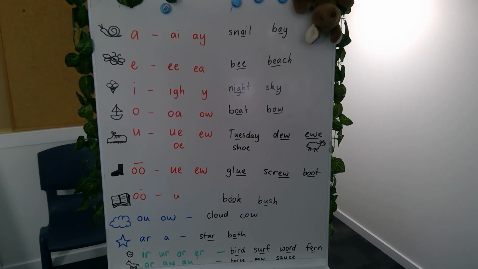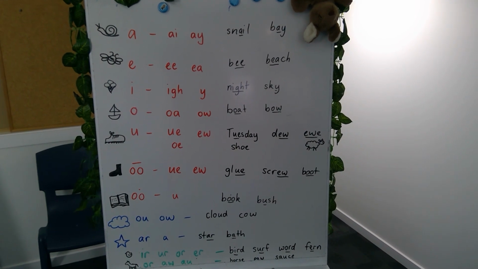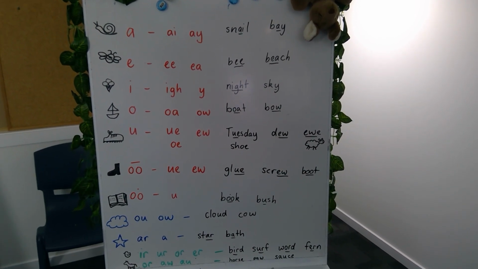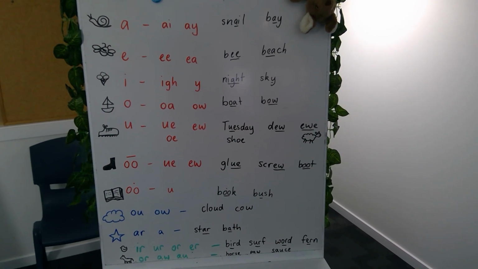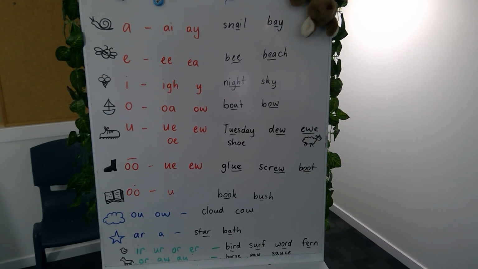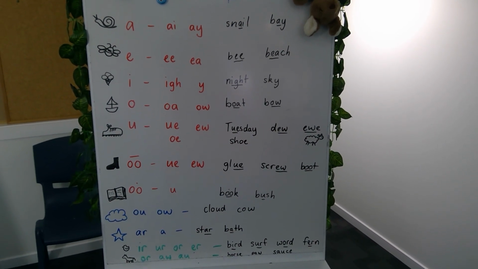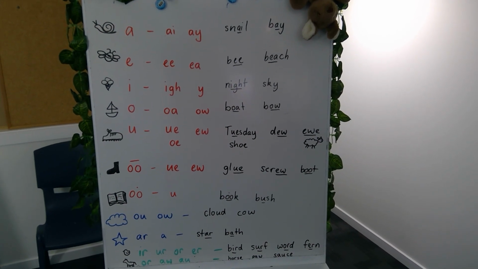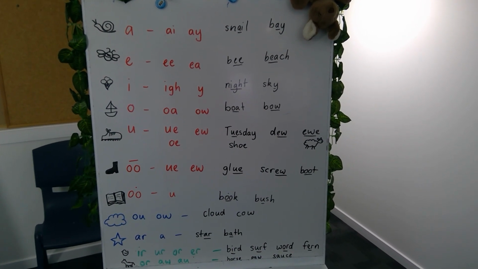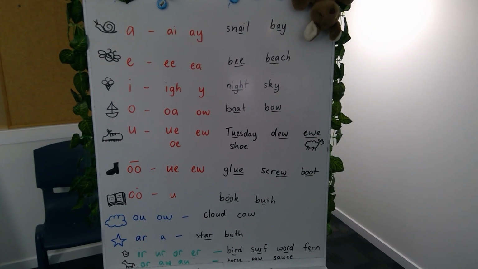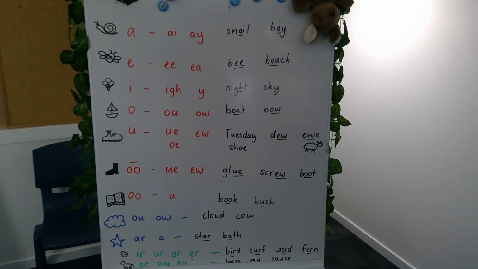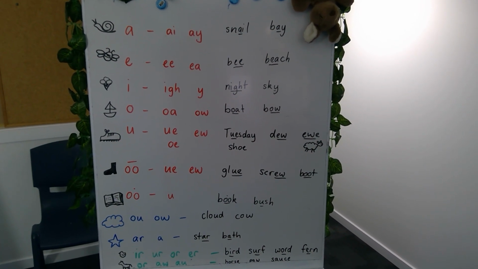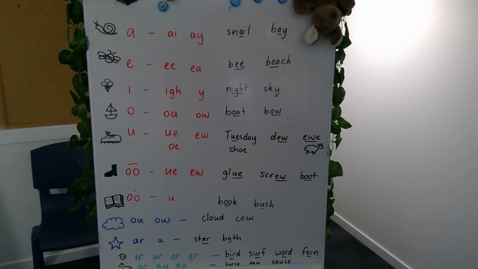And have a look at the U sound. Now U and U is very tricky to tell the difference. Usually we have similar combinations. So I've got there a shoe, which is spelled O-E. So Tuesday and dew, as in dew on the ground, and U as in a sheep. So U-E, E-W and O-E all say the U sound, and U on its own as in computer, U.